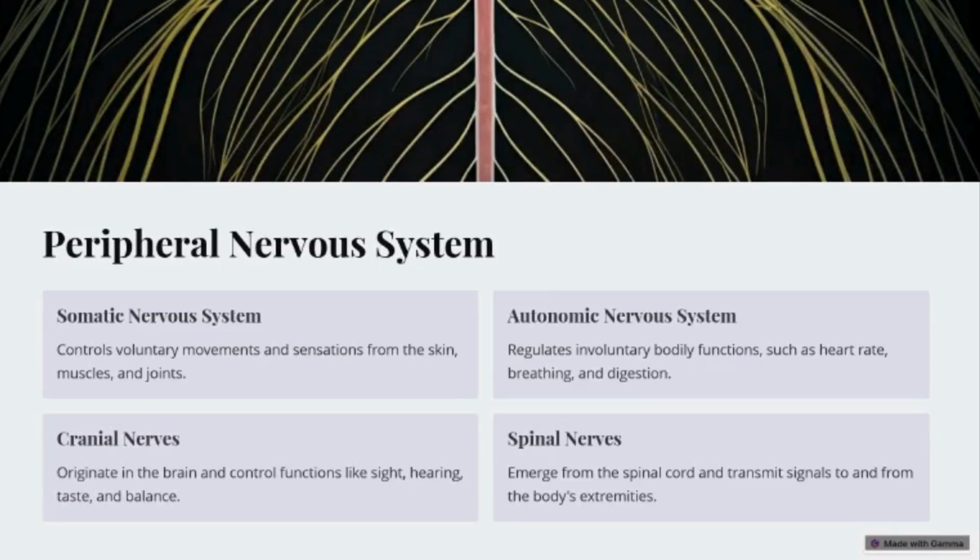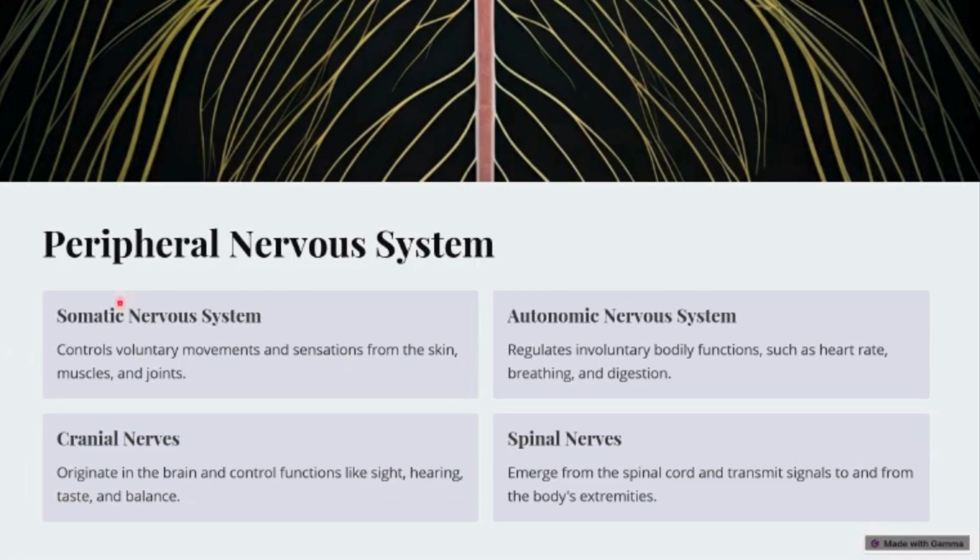The peripheral nervous system connects the central nervous system to the limbs and the organs. It is further divided into the somatic and autonomic nervous system. The somatic system controls the voluntary movement like walking or lifting objects. The autonomic nervous system regulates involuntary actions such as heart rate and digestion, and it's split into the sympathetic and parasympathetic divisions, which balance the body's responses to stress and rest.